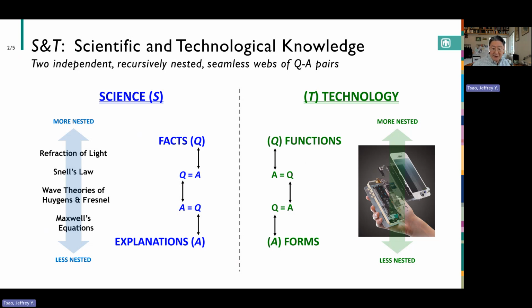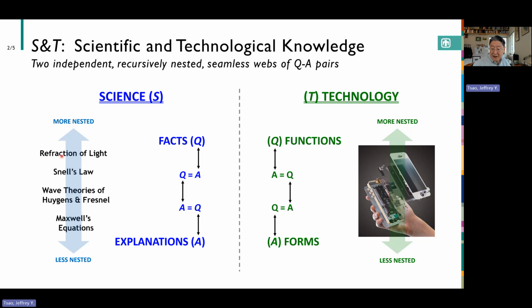Why do we break both science and technology apart into two bins? Because it makes it possible to capture the recursive nesting of both science and technology. On the science side, scientific facts can be thought of as questions looking for answers, for explanations of those facts. Those answers, those explanations can themselves be thought of as facts at a deeper level of the nesting, as questions looking for deeper answers, deeper explanations for shallower explanations.